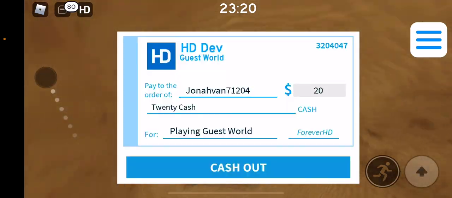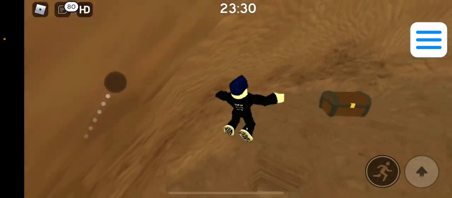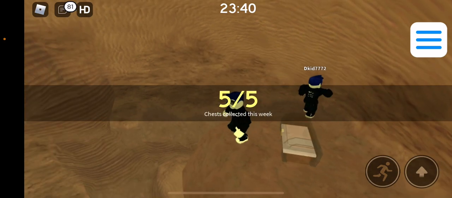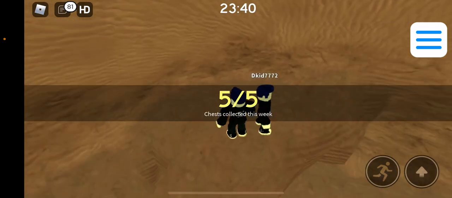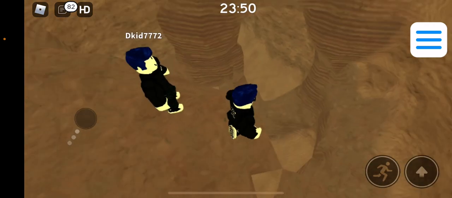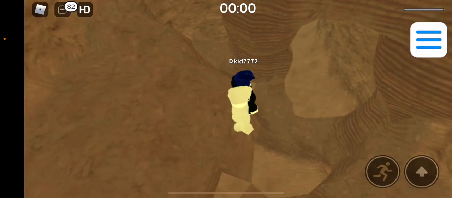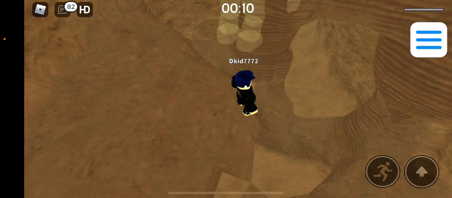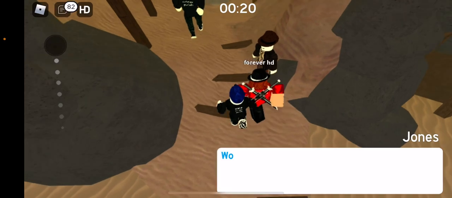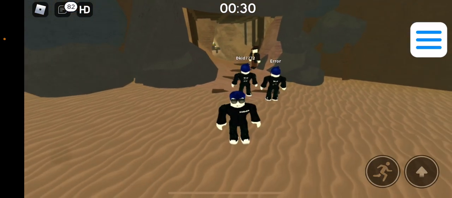All right. There is the 10th chest location, and also my last chest that I need. So now we have all five. Now I need to help this guy find his last one. So what we want to do, we want to reset. And there's all five. My chest and all 10 of the chest locations.